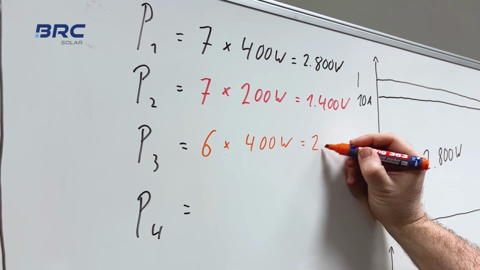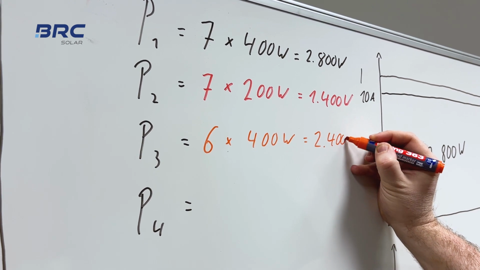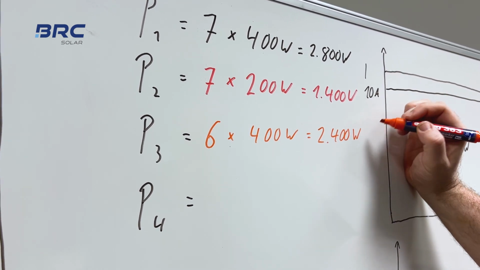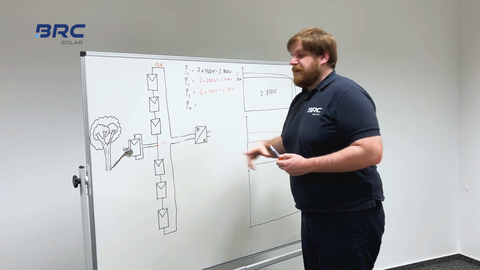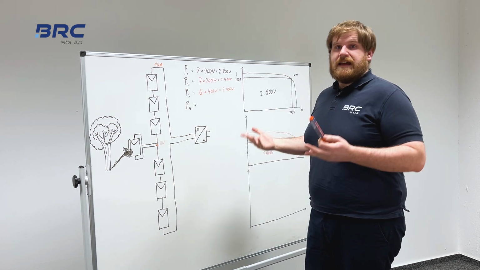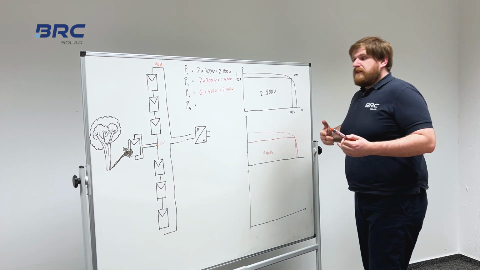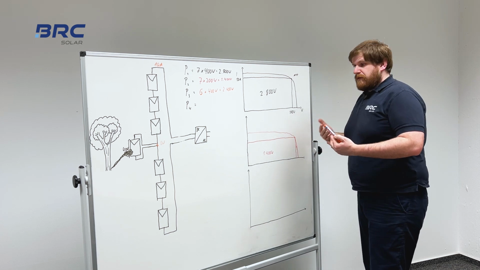We have a power of the system of 2400 watts in this case. But this one module wouldn't produce any energy. So let's see at the graphic again what happens now.